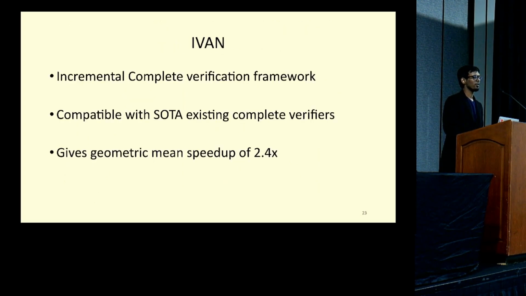In this work, we solve this problem, and we come up with this incremental and complete verification framework. Ivan is a complete verifier, in that it only halts when it either verifies the property or finds a counterexample. It's not tied to a particular complete verifier, so it's a general verification framework that can work with any of the existing complete verifiers. And it gives a geometric mean speedup of 2.4x compared to the non-incremental state-of-the-art baselines.